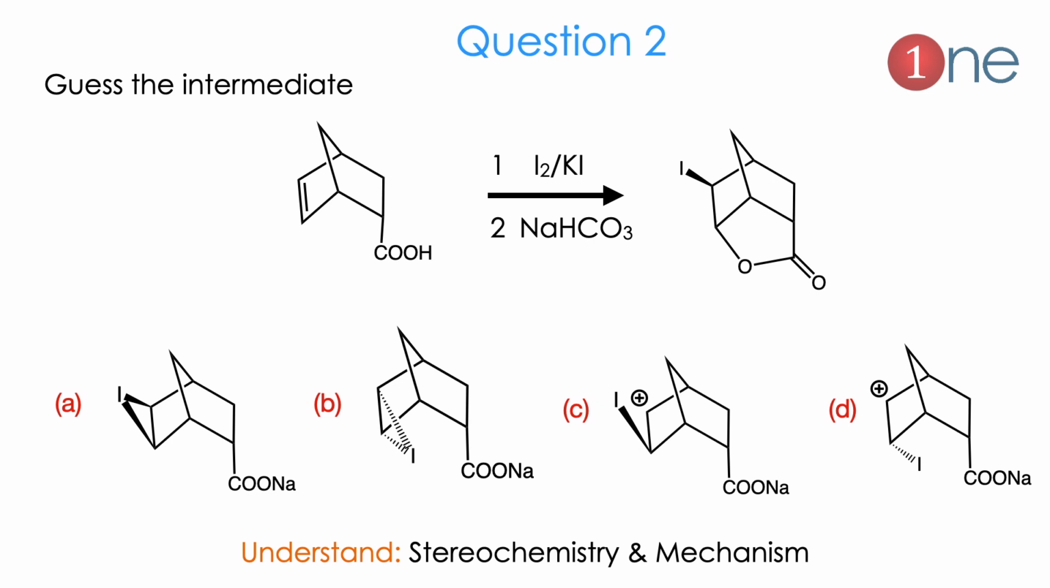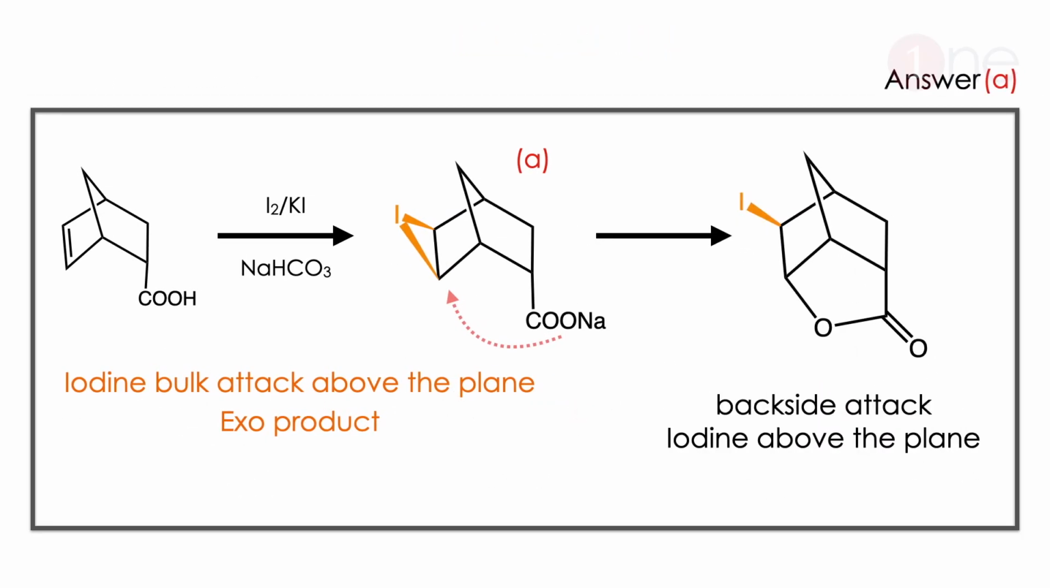Then the second question: guess the intermediate. How do you guess the intermediate? Here a bicyclic system attached with a carboxylic acid is there. The final product is a cyclic ester, and the iodine is above. Here you have to understand the stereochemistry and mechanism. Then only you can answer the product. The answer is A. Let us see why.